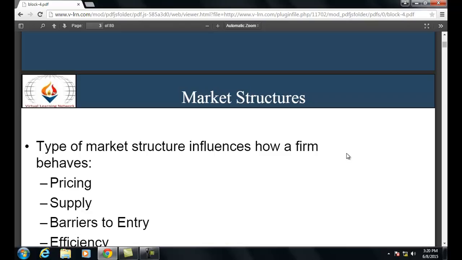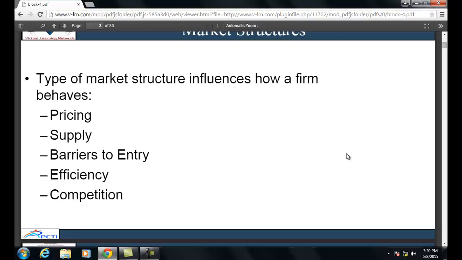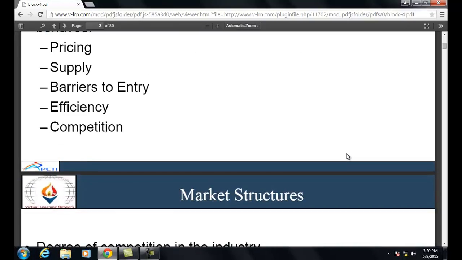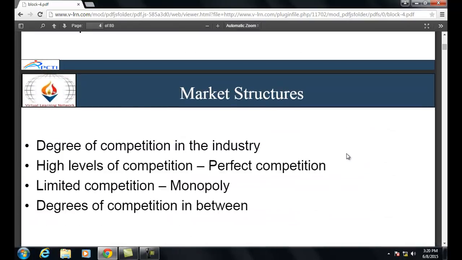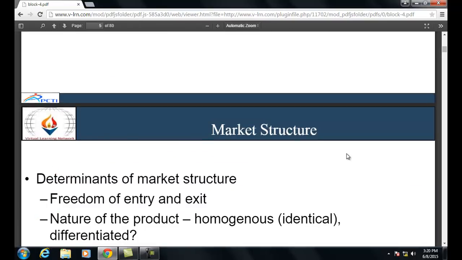So the types of market structure influence how a firm behaves, like pricing, supply, barriers to entry, efficiency and competition. Market structure is the degree of competition in the industry, from a high level of competition like perfect competition, to limited competition, monopoly, and the degree of competition between the firms and market situations.